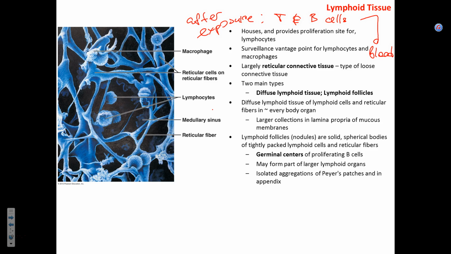So there are two major types of lymphoid tissue. One is diffuse. Another is follicular lymphoid tissue. Diffuse lymphoid tissue means that there are lymphocytes, dendritic cells, macrophages in every tissue. If you look at the liver, there are Kupffer cells, macrophages around blood vessels in the liver. In the gastrointestinal epithelium, Paneth cells can be considered lymphoid cells. In the lungs, alveolar macrophages can be considered diffuse lymphoid tissue. Does that make sense?